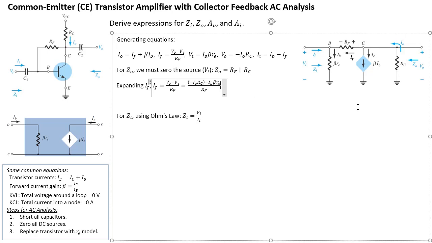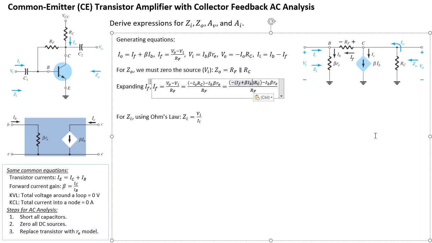Now I'm going to substitute IO. IO has IF plus beta IB, and I'll put that into this IO part so that I get rid of the IO component. Let me just copy this, paste it here, and then for IO, I'm going to expand it. So this IO here is going to become IF plus beta IB. So negative IO becomes negative IF plus beta IB times RC minus IB beta RE, divided by RF.